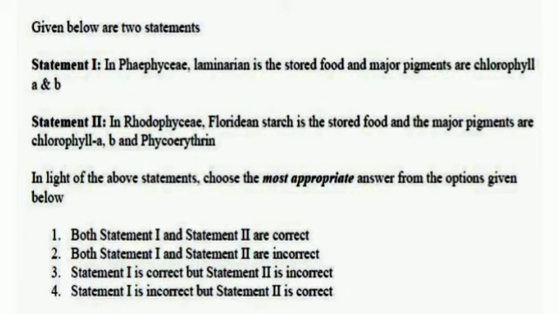Next is, given below are two statements. Statement 1: in Phaeophyceae, laminarin is a stored food and major pigments are chlorophyll a and b. Statement 2: in Rhodophyceae, floridean starch is a stored food and the major pigments are chlorophyll a, b and phycoerythrin. So choose the correct answer. The right one is option 4. Statement 1 is incorrect but statement 2 is correct.